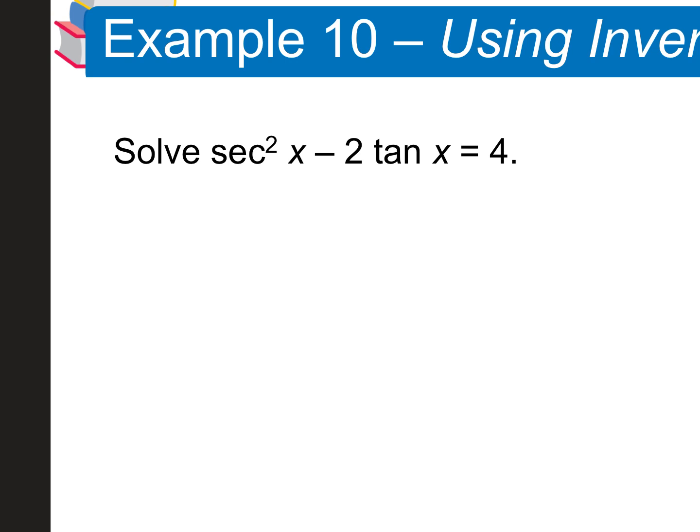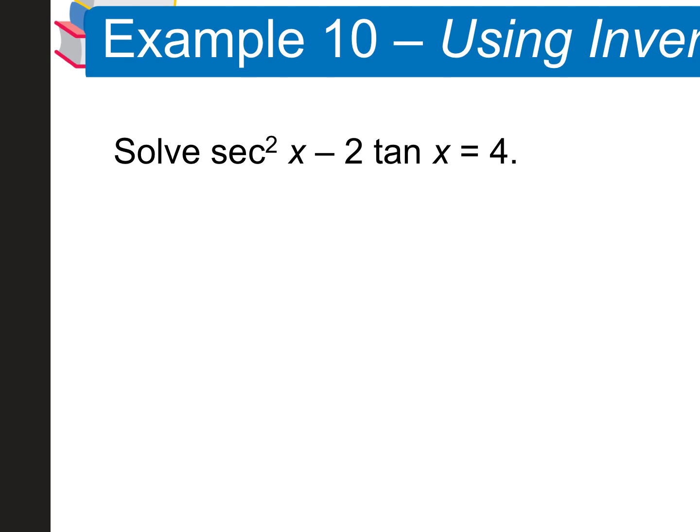All right, this problem says solve. So I have secant squared x minus 2 tangent x equals 4. Tell me what you notice about this problem. Okay, I have a secant squared, good. And I have a tangent. All right, so if I have something squared and something not, this is probably going to be what kind of a problem? Probably going to be a factoring problem.